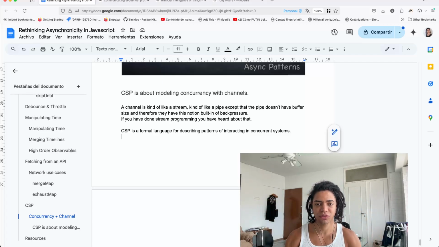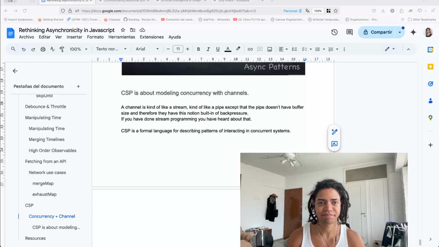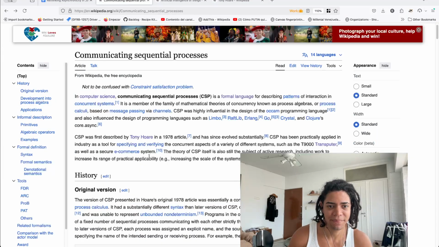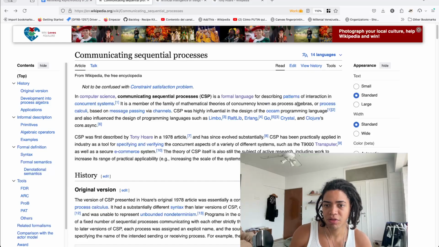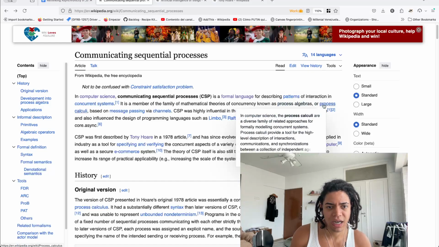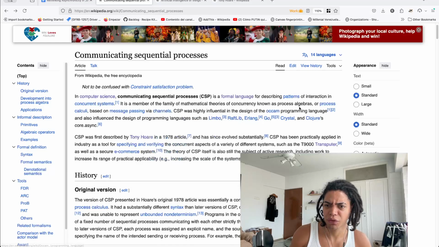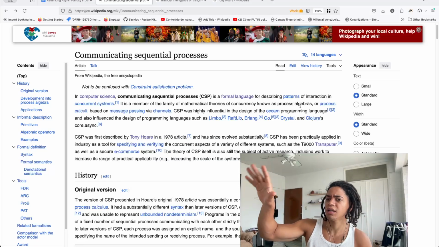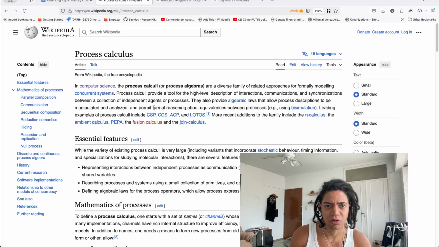Based on what Kyle Simpson mentioned, CSP is about modeling concurrency with channels. It is a member of the family of mathematical theories of concurrency known as process algebras or process calculi, based on message passing via channels. But it's interesting because it's using algebra, these generalizations of process calculi.